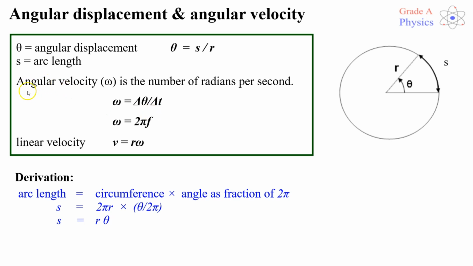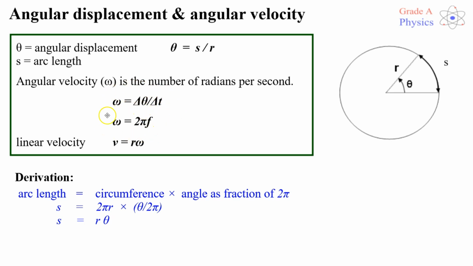Angular velocity, that's a very important term, given the symbol W or omega. That's defined as the number of radians per second. This is why radians is quite important. So our first formula, omega is equal to delta theta over delta t. That is basically the algebraic equivalent of what we have here. Theta in radians divided by time will give us radians per second. That is a formula given in the formula booklet.